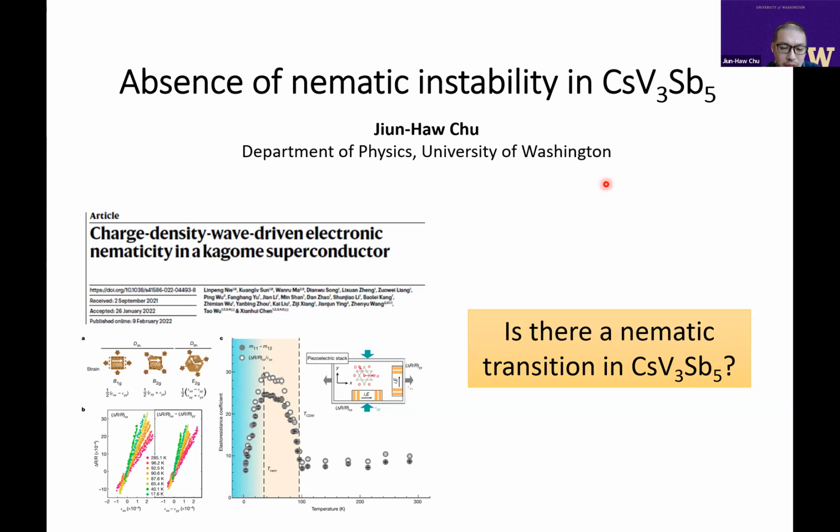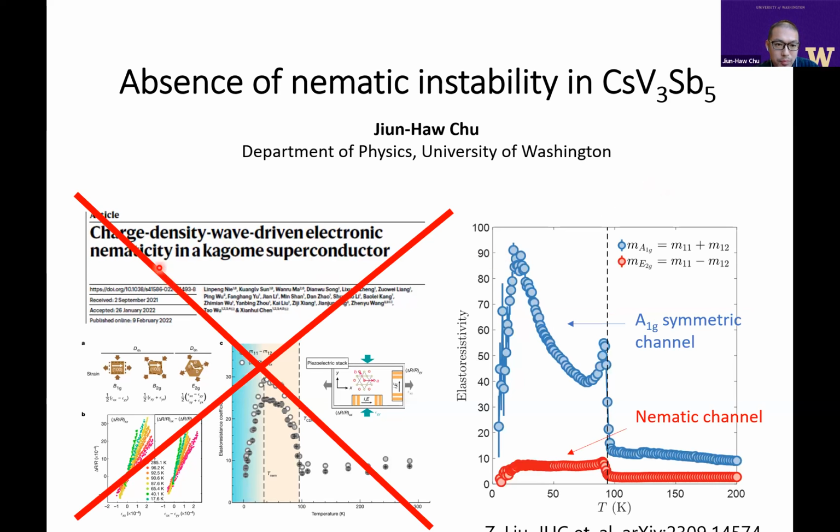So today, as Pengcheng mentioned, I'm going to address this question: is there a nematic transition in cesium vanadium-3 antimony-5? The quick takeaway message is that there is no nematic transition in this compound.